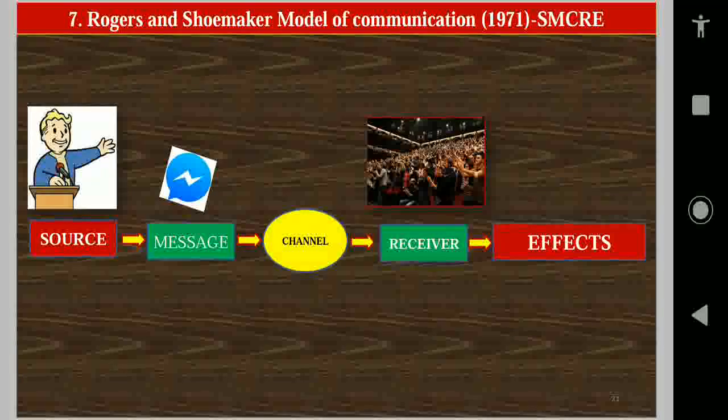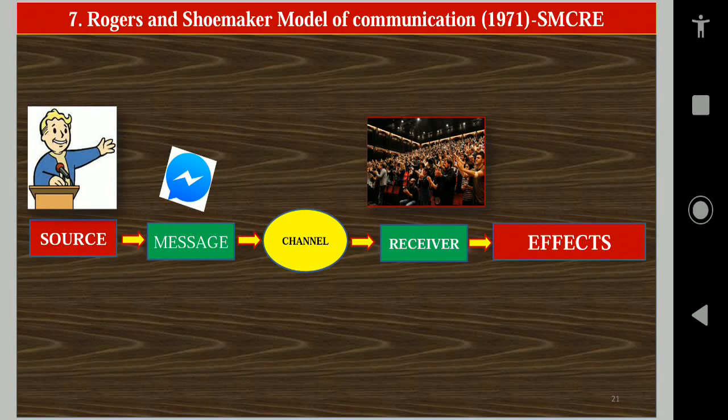Next, the last one is the Rogers and Shoemaker model of communication, developed in 1971, and its short form is SMCRE model. Here he includes five elements: source, message, channel, receiver, and effects. According to them, a source sends a message via a certain channel to the receiving individual, which causes some effects, that is changing the existing behavior pattern of the receiver.